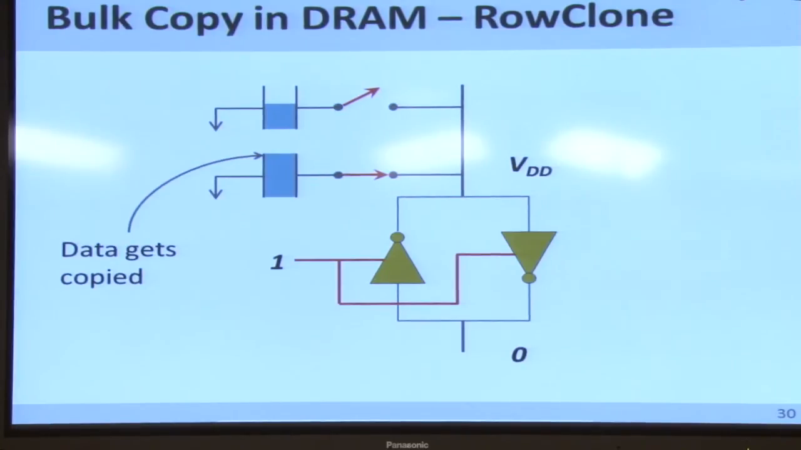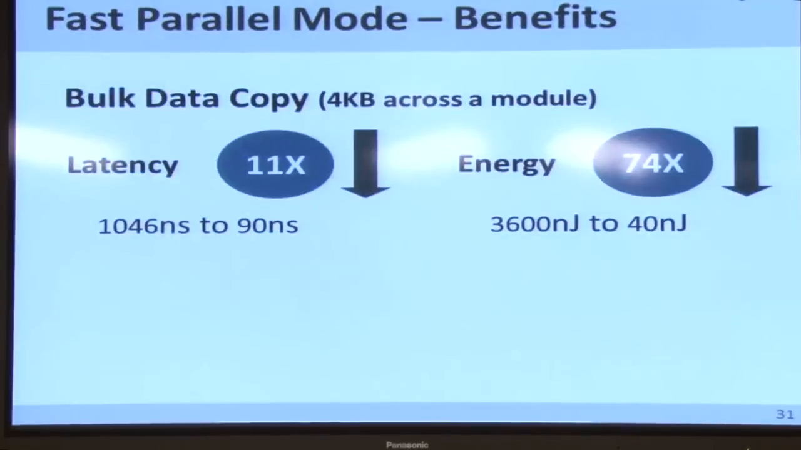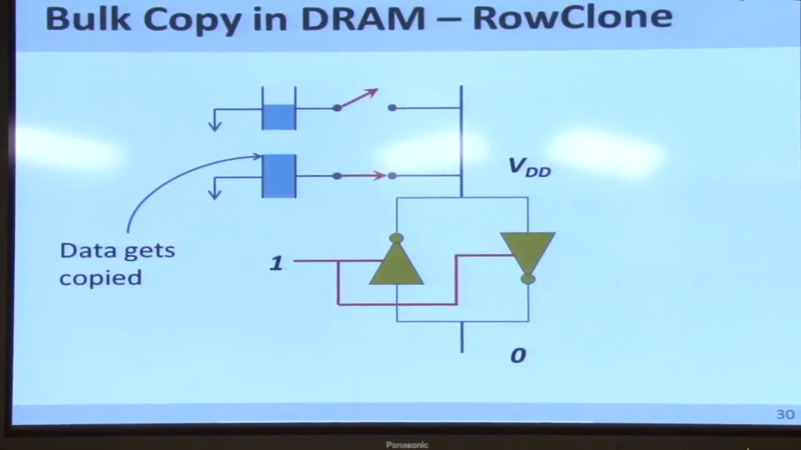Now the next natural question is, if I just have to issue two activates to the source and the destination, can we do it today? That's a good question. You want to interrupt? Yeah, this limits which cells you can copy into, because they all share the same sense amplifier line. That's a very good point. If I go to the next slide, I have benefits, but that will come up.